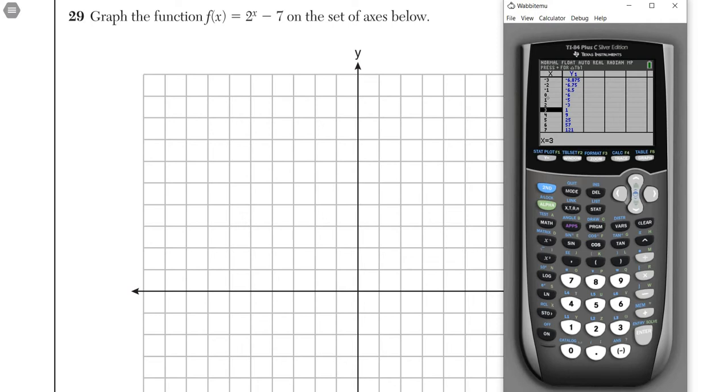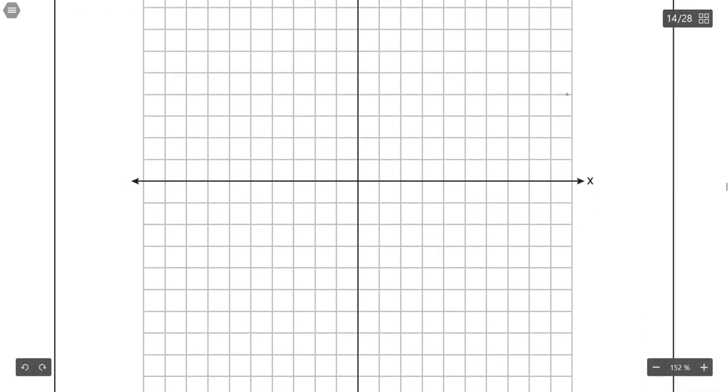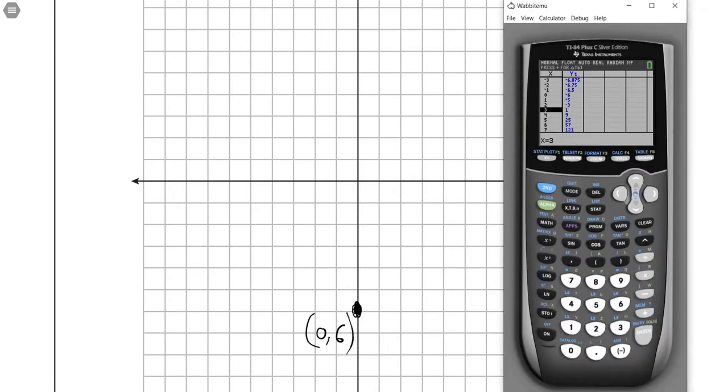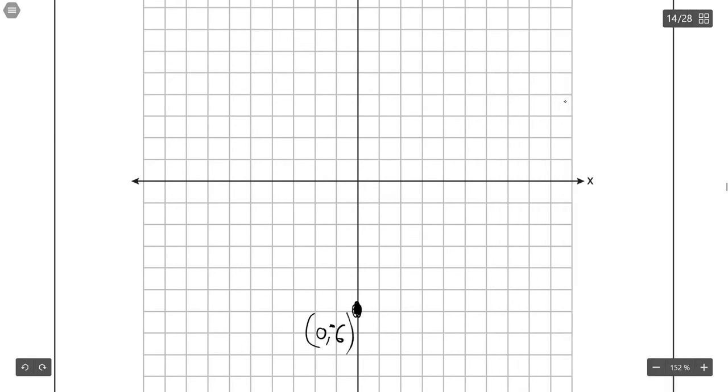Let's say when x is 0, you can see y is negative 6. So let's go to x is 0, this line, 1, 2, 3, 4, 5, 6. So this is the y-intercept at (0, negative 6). Okay, next point: 1, negative 5. When x is 1, which is along this line right here, y is negative 5. Oh, this should have been negative 6. Okay, negative 5, that's right here.